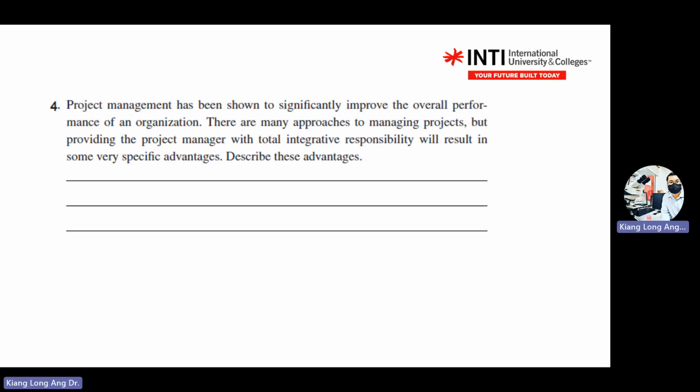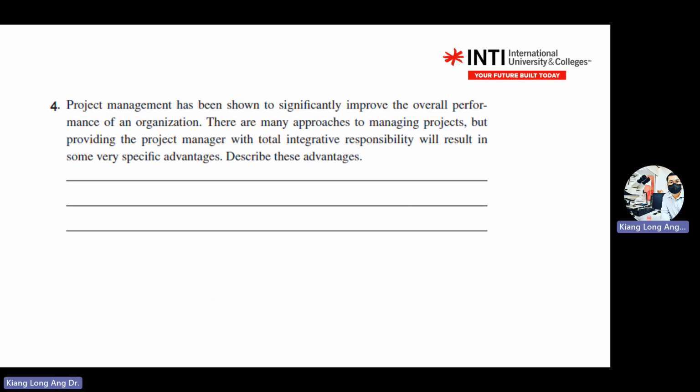So this one is asking you, the project manager has a total integrative responsibility. The key phrase is here. He asks whether you understand the meaning of project manager having total integrative responsibilities. It also means the project manager has an overview, and he is able to integrate all the functional managers or functional units. Faster decision making.